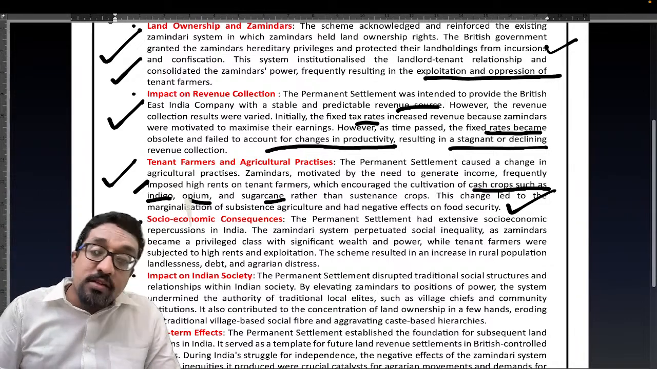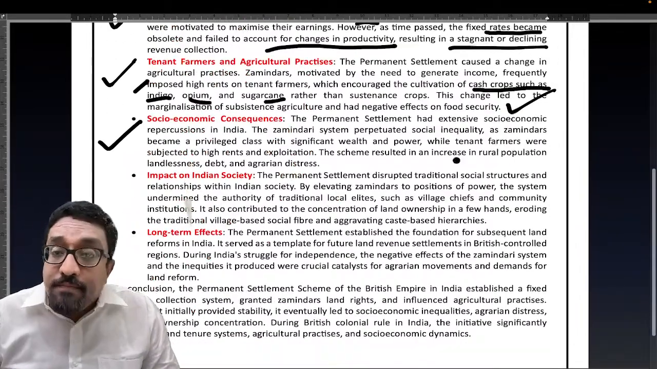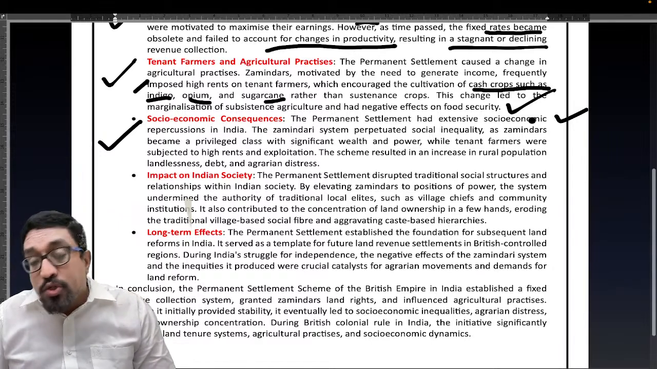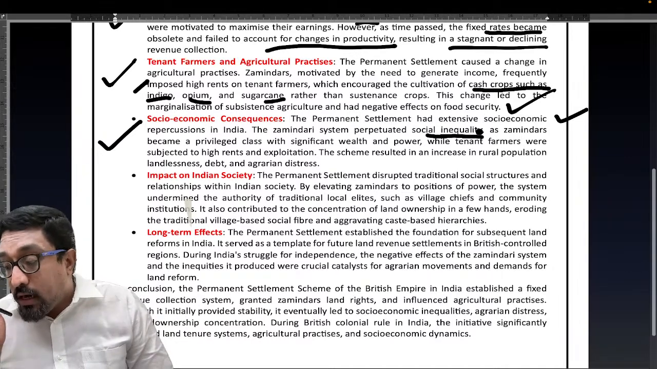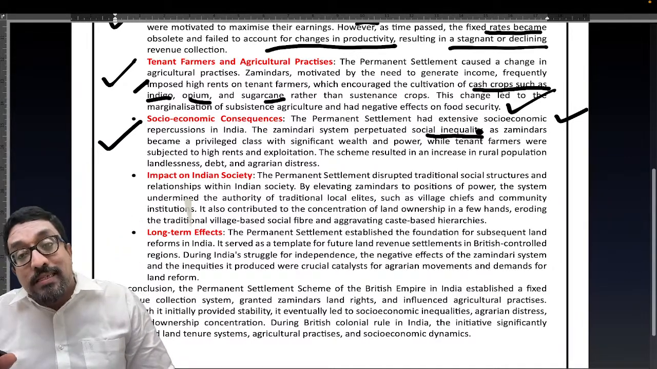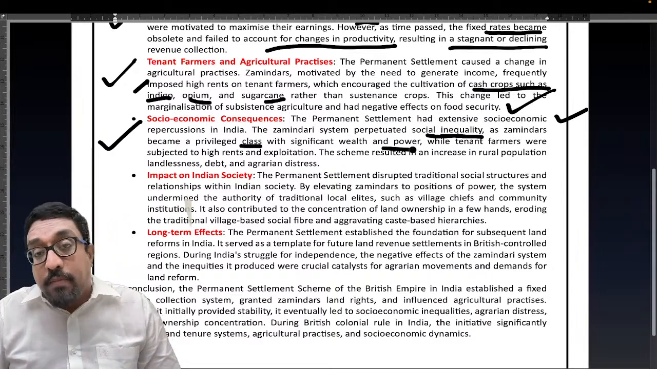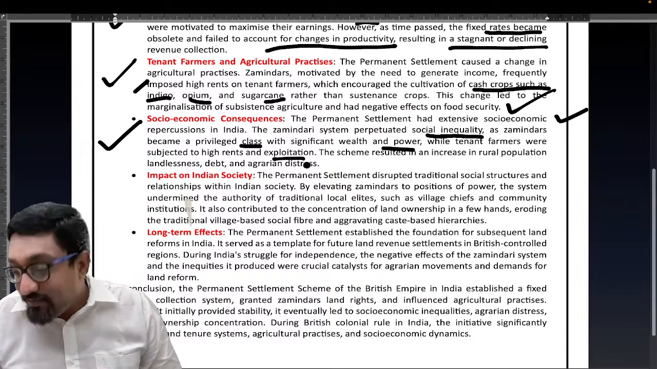After that, the socio-economic consequences you can also write in permanent settlement. It had extensive socio-economic consequences, basically creating social inequality. Another very important keyword in permanent settlement answers: the landed and the landless, two classes. Zamindars became a privileged class, wealthy and powerful, while the tenant farmers became exploited.